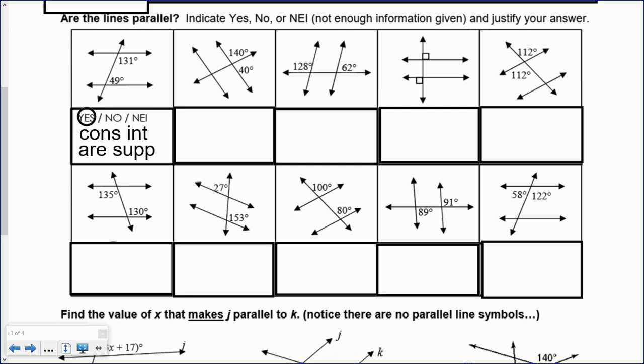When you're justifying your answer, you're going to tell me what the angle relationship was, and you're going to confirm that their measures are what they're supposed to be. So this one you'd say consecutive interior are supplementary. That's our reasoning. I have consecutive interior, and they have the appropriate measure relationship. They're supplementary. So yes, and that's why. Okay? What about the second one over? What's the angle relationship between those 2?